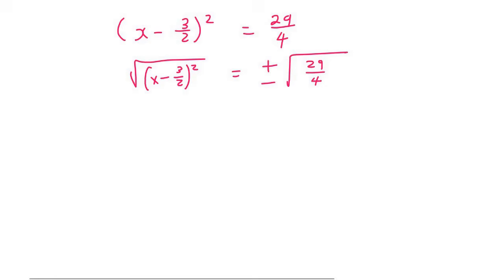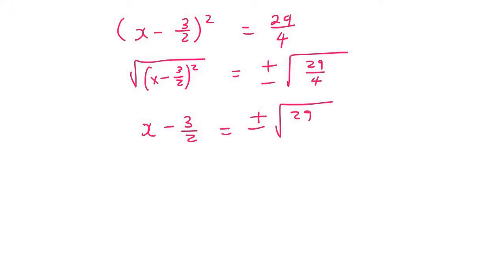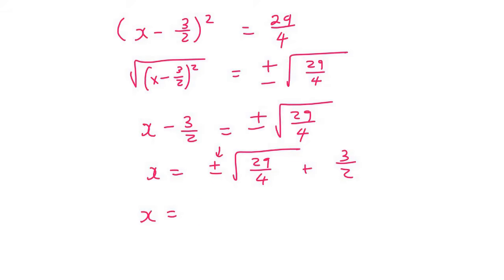And so on the left hand side the square root is going to be gone, so we're only going to be left with x minus 3 over 2. And on the right hand side we're still left with plus minus square root of 29 over 4. 29 over 4 is not a nice number, so I'm just leaving it like that for now. Then to get my two answers I can take the 3 over 2 over, so we're going to end up with this, like that.